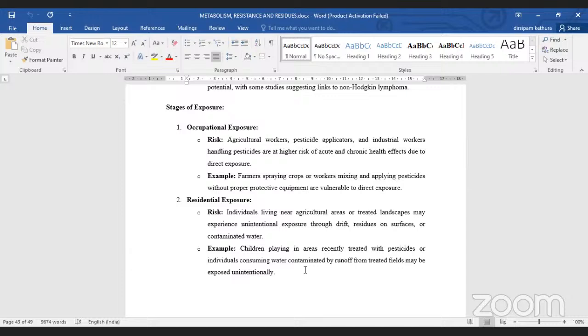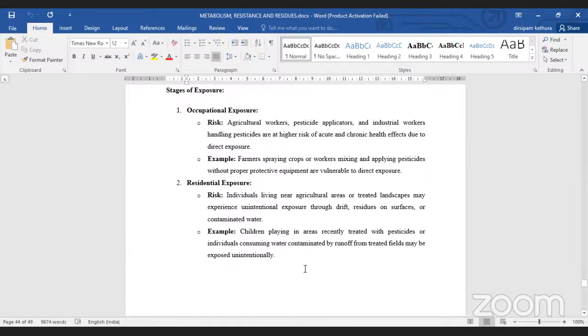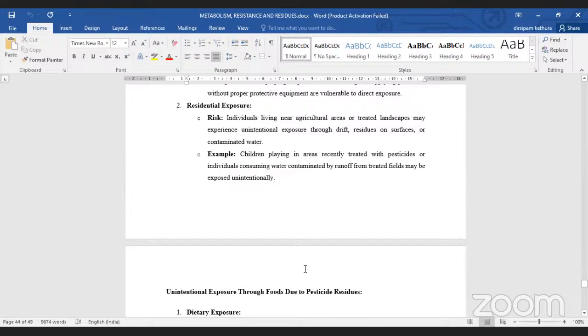Pesticides pose the greatest risk to the people who handle or apply them. And workers during manufacturing of the technical grades as well as during formulation of the product are continuously exposed to the pesticides, and their blood cholinesterase levels are monitored by the industry for the exposure hazards. The first one is occupational exposure, the second one is residential exposure.